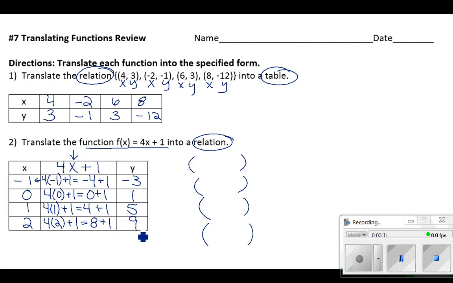So we've now changed our function into a table, but our actual problem says to change it to a relation, which is the ordered pairs. So we have our parentheses set up. We're going to simply take our ordered pairs and plug them in. And remember, our ordered pairs is x and y value. Our second one is 0, 1. Then we have 1, 5. And 2, 9.